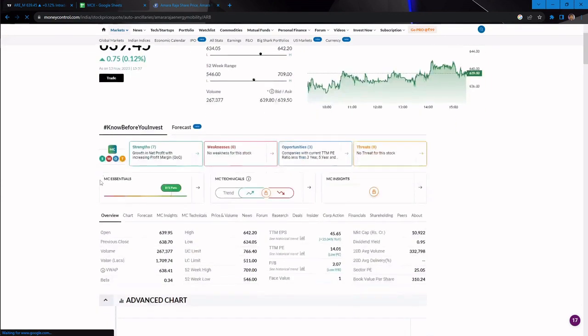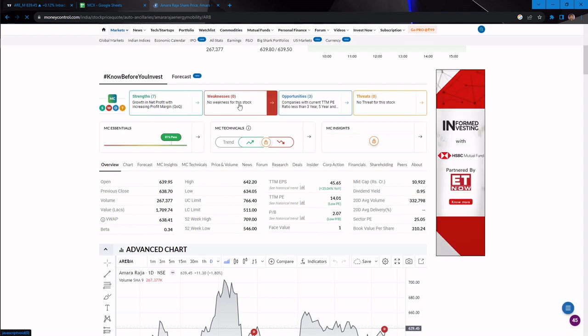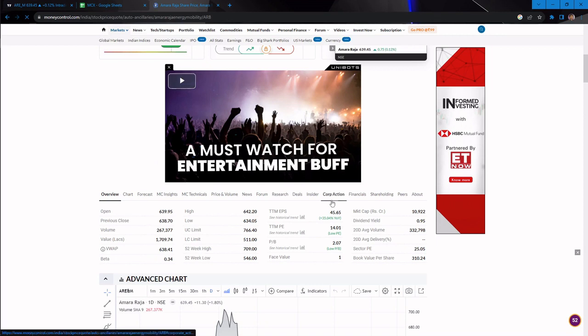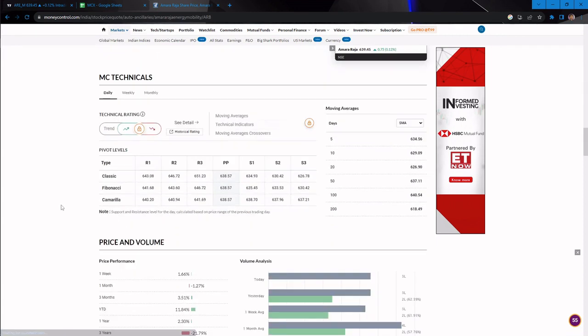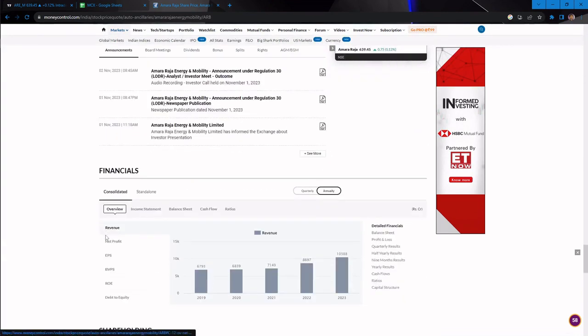Okay. See, growth, net profit with increasing margin, weakness zero. And this is the main reason. Okay, there is no weakness in the stock. And also, it has been performing well on a quarterly and financial basis. Let me check that as well.